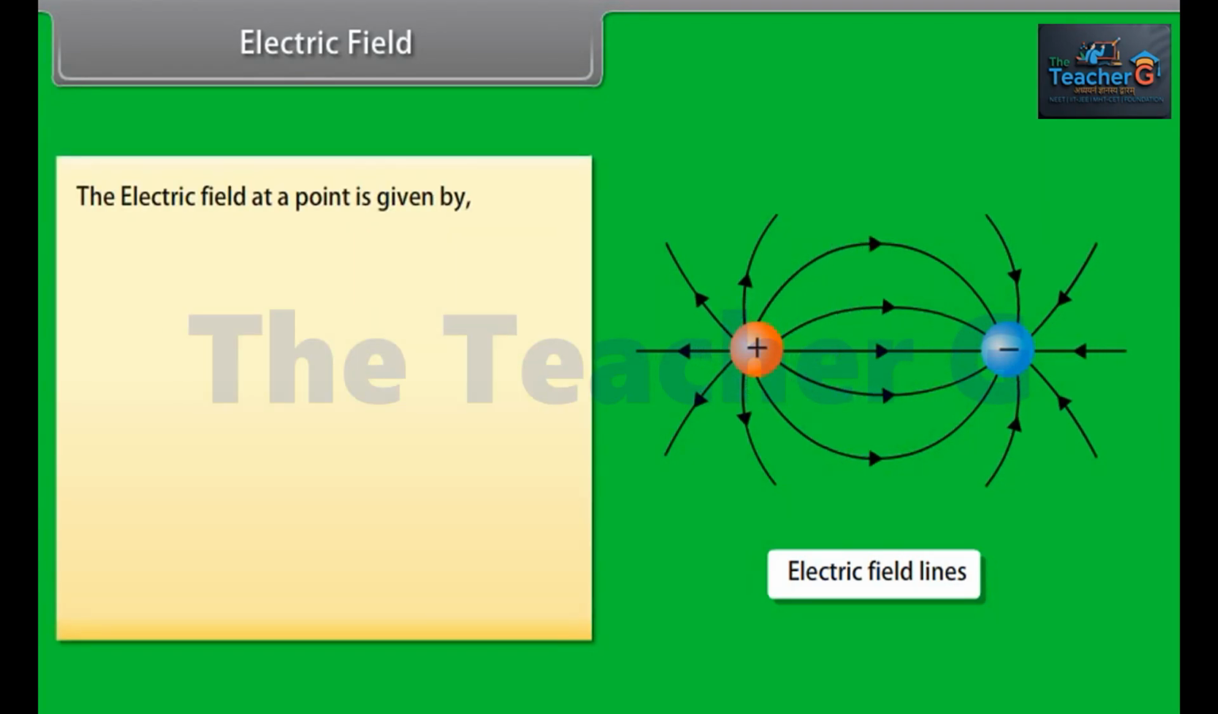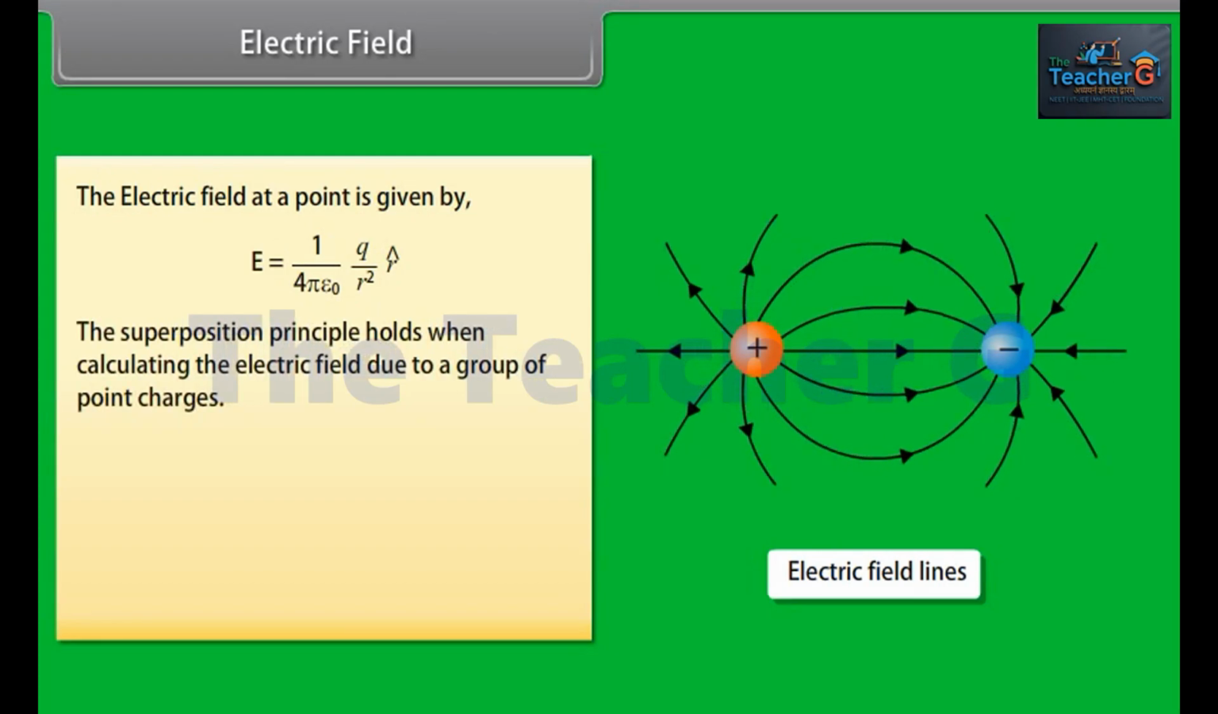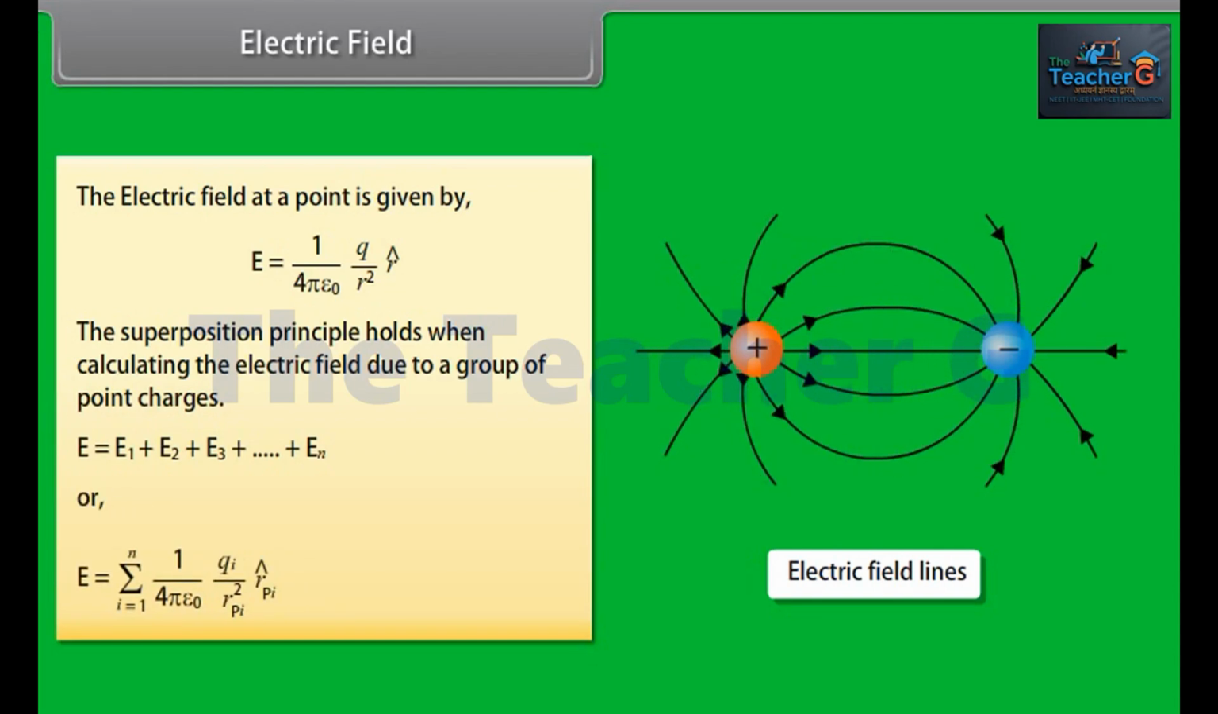The electric field at a point is given by E is equal to 1 upon 4 pi epsilon naught multiplied by Q upon r square into r cap. The superposition principle holds when calculating the electric field due to a group of point charges. E is equal to E1 plus E2 plus E3 and so on till En. This equation can be written as E is equal to summation from i equals 1 to n of 1 upon 4 pi epsilon naught multiplied by Qi upon r_pi square into r_pi cap.